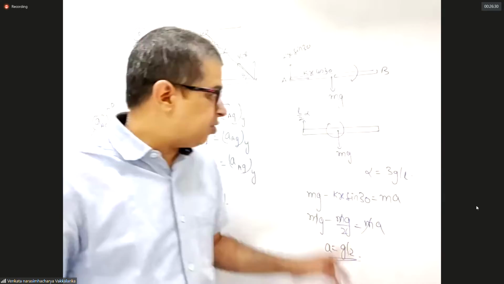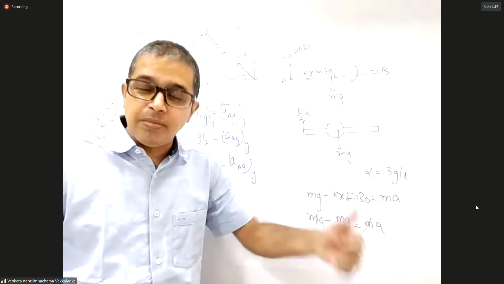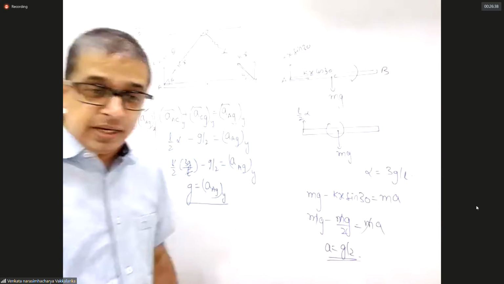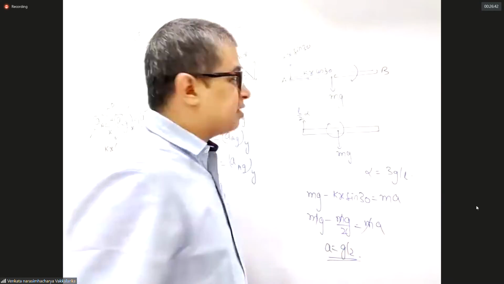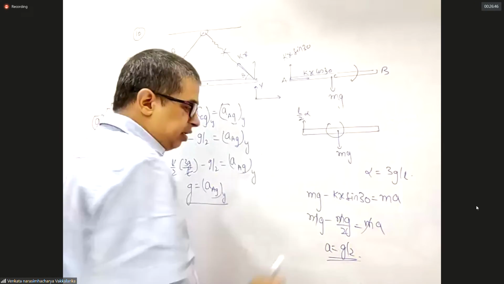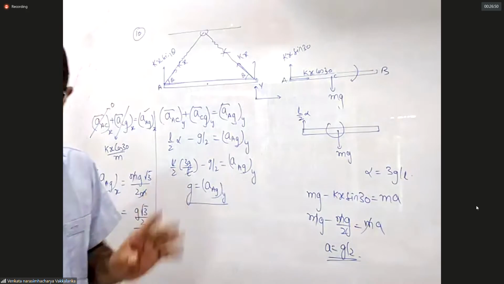Who told you this is in the downward direction? Your dynamic equation told you. mg minus kx sin 30 was taken. So I checked i cap and j cap properly. And that's why I'm telling you that he showed x and y clearly in the diagram. He told you this is x, this is y. So for acceleration in the downward direction I will have to put minus j cap.